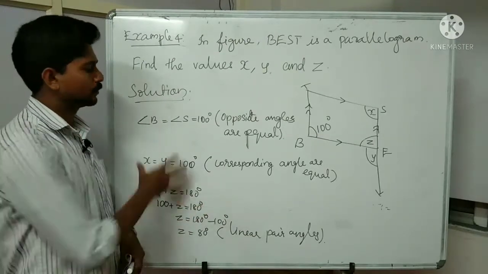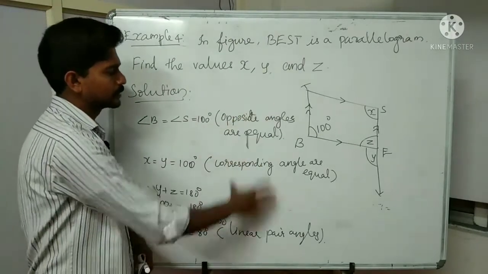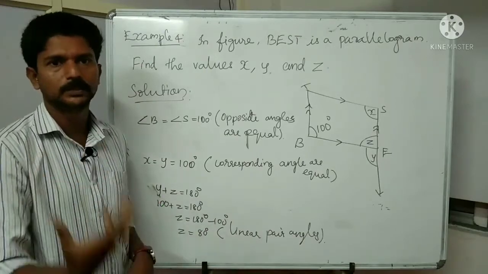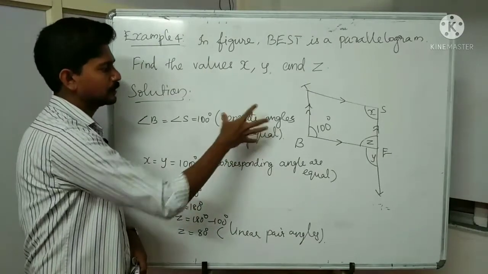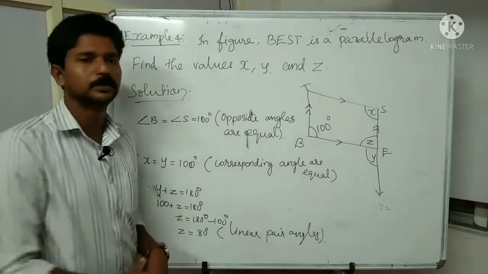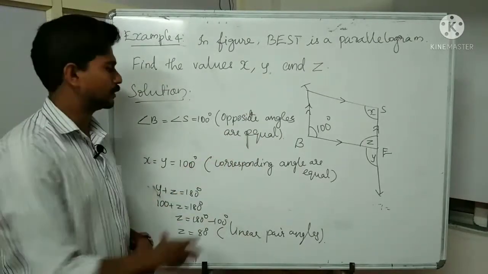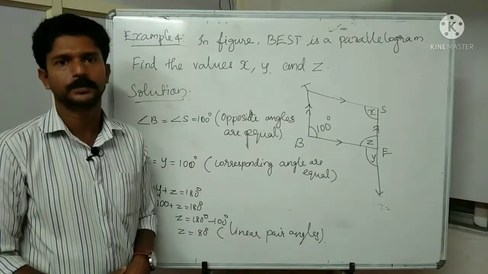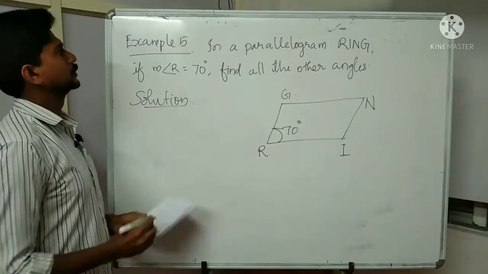So don't write only the answers, we need the explanation also. How did you get the answer? This says how did you get the answer. So you should write the correct properties with your answers. Okay, let us see the next question.